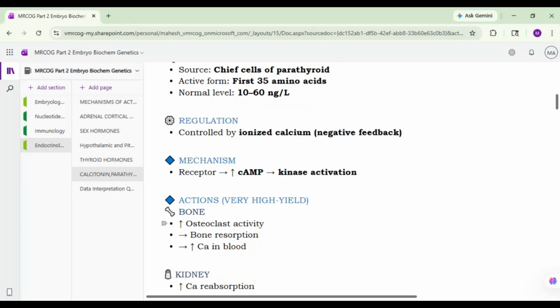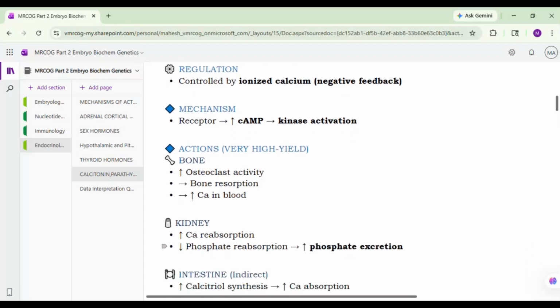So parathyroid hormone will increase the osteoclast activity, and it will also cause bone resorption, and it will increase the calcium in the blood. Okay. So in the kidney, it will increase the calcium reabsorption, and it will decrease the phosphate reabsorption. So increased excretion of the phosphate.